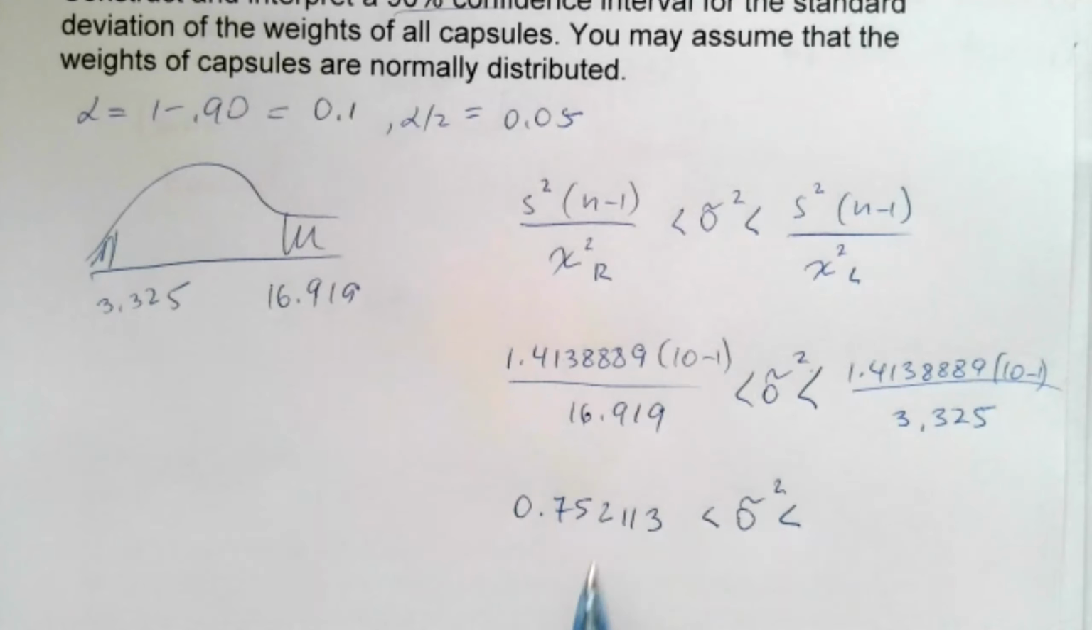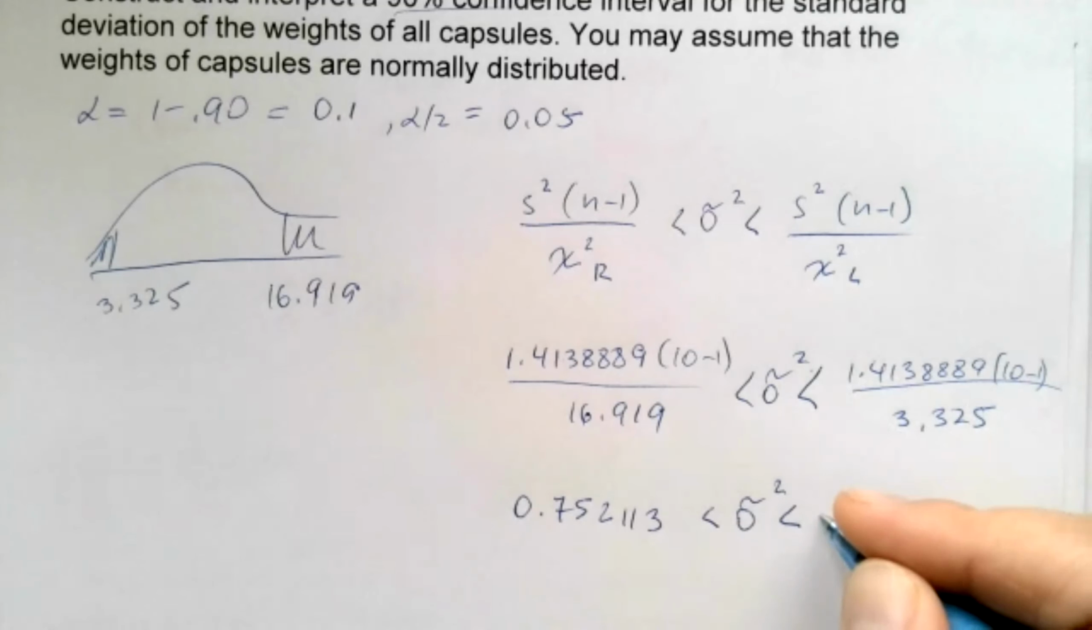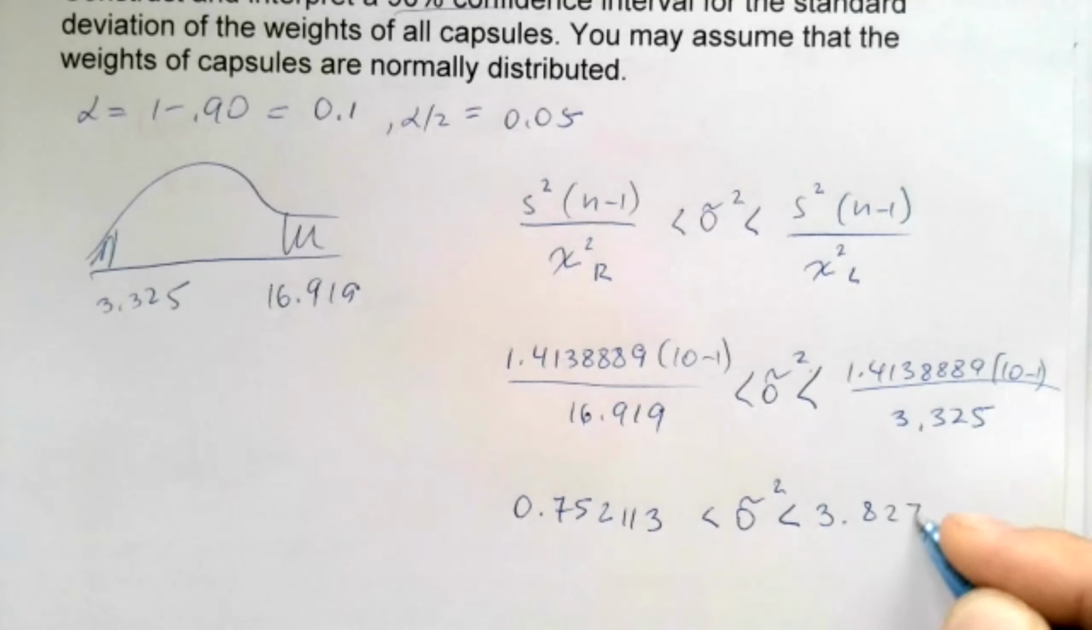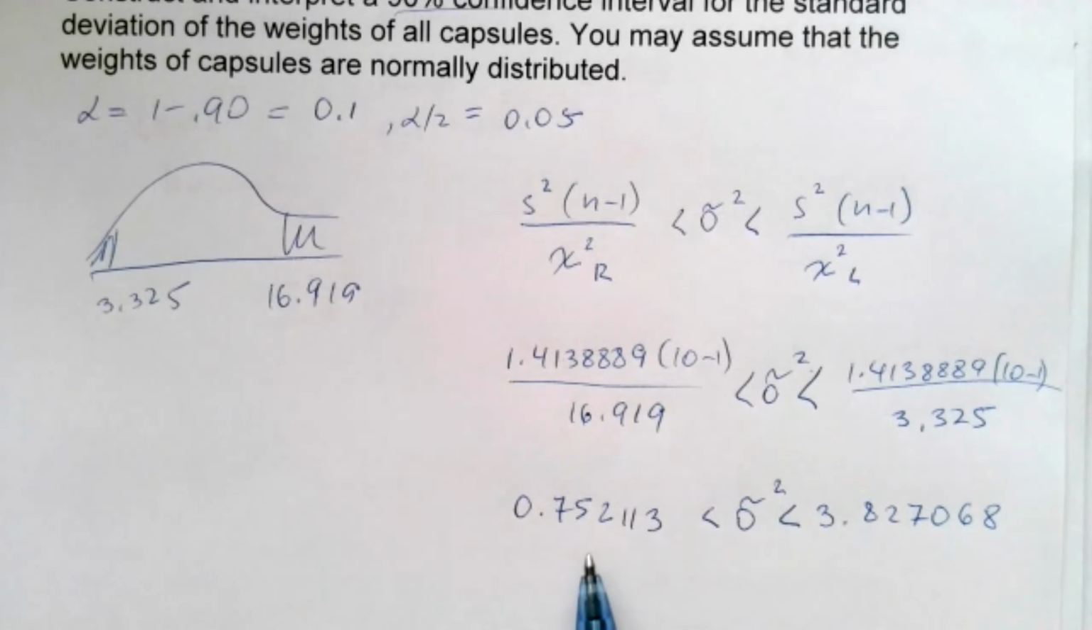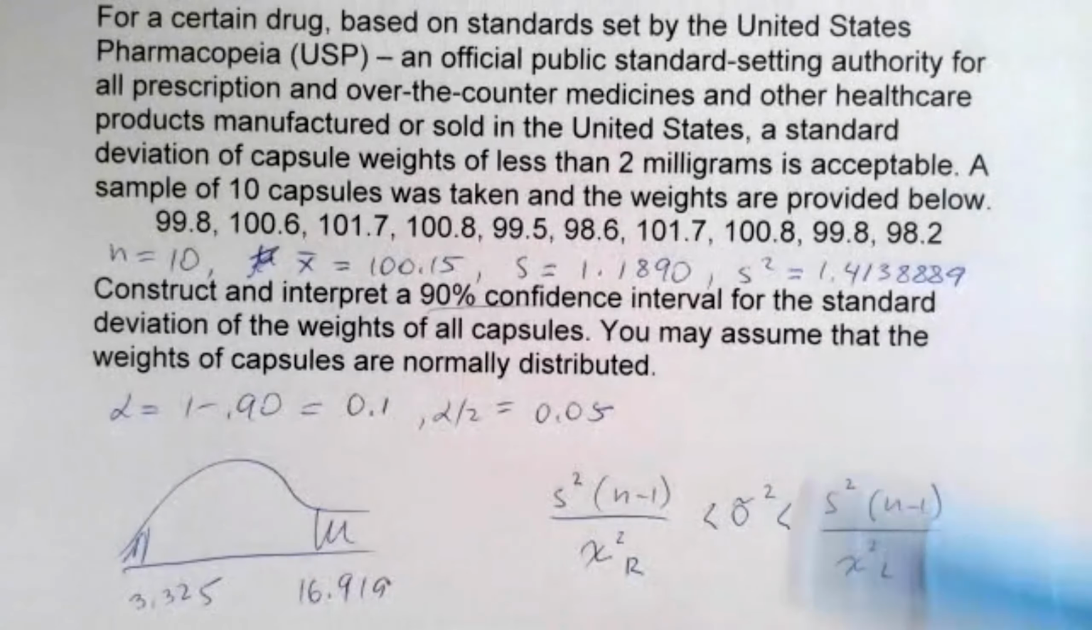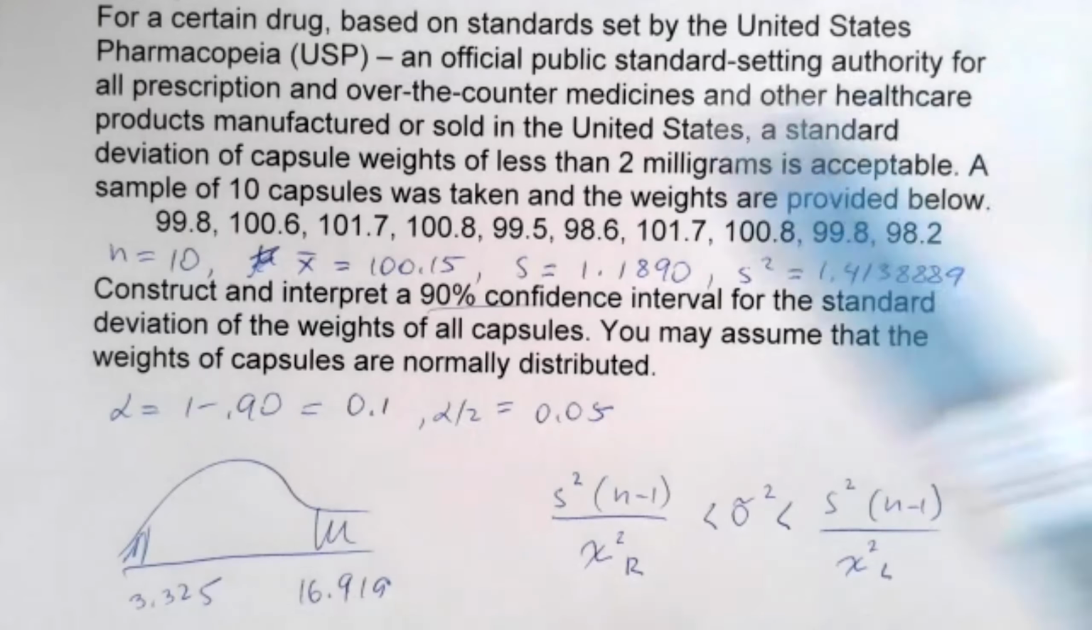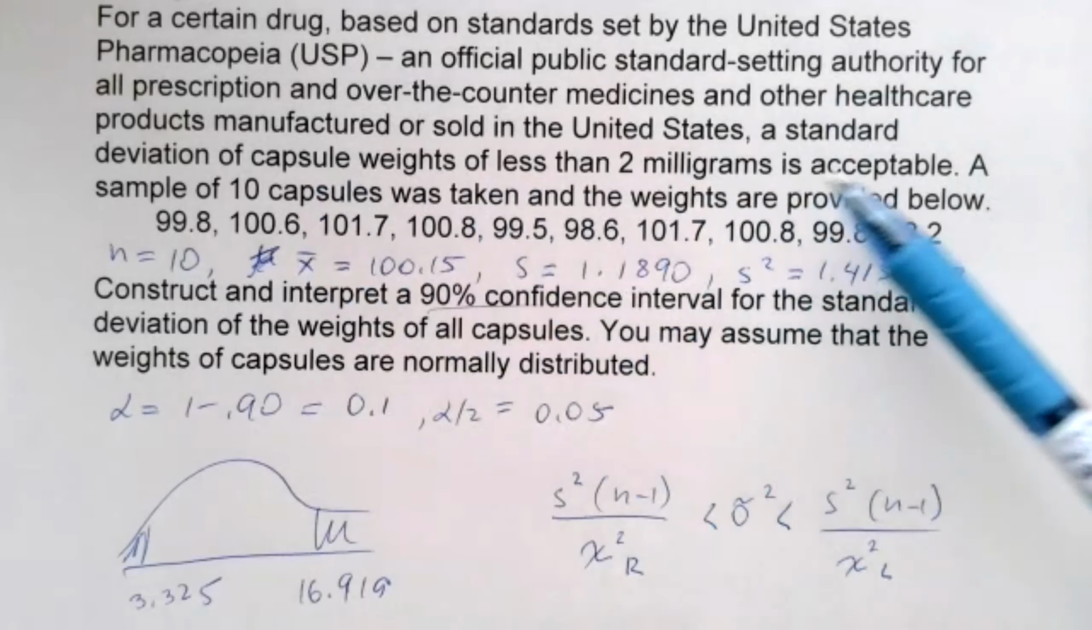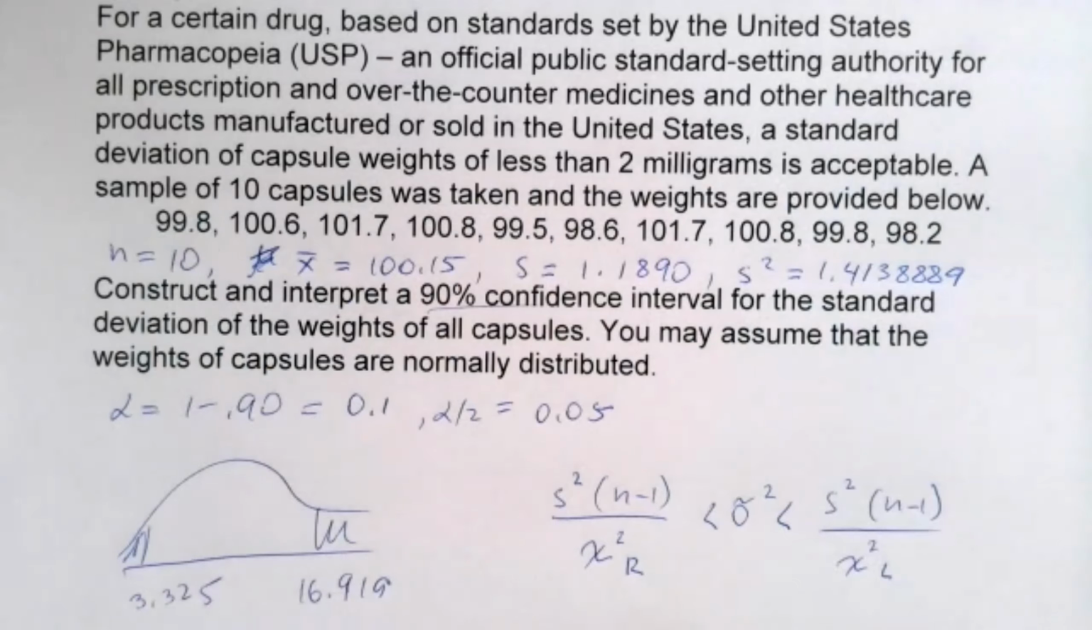So when I put this into my calculator, I got 0.752113 for this fraction. And then for this fraction, I got 3.827068. All right, but notice we got the interval for population variance. But they asked us for the population standard deviation, I believe. Yes. So according to this regulatory institution, a standard deviation of capsule weights of less than 2 milligrams is acceptable.